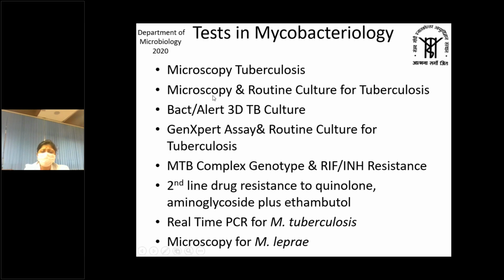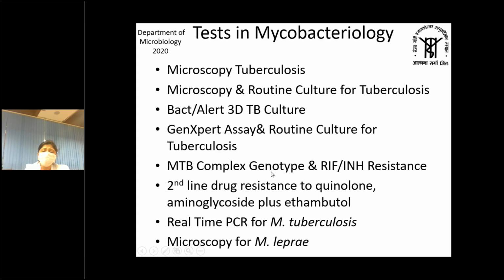Then in the mycobacteriology lab, we have microscopy and cultures, both routine as well as automated. We have the GeneXpert MTB/RIF assay, which can tell you within 2 or 3 hours whether the patient has Mycobacterium tuberculosis infection. This is especially good for pulmonary tuberculosis with sputum and bowel samples, and it will also give us an idea regarding the sensitivity to rifampicin, whether it is rifampicin sensitive or rifampicin resistant. So it gives us an idea regarding the multi-drug resistant status of the patient.